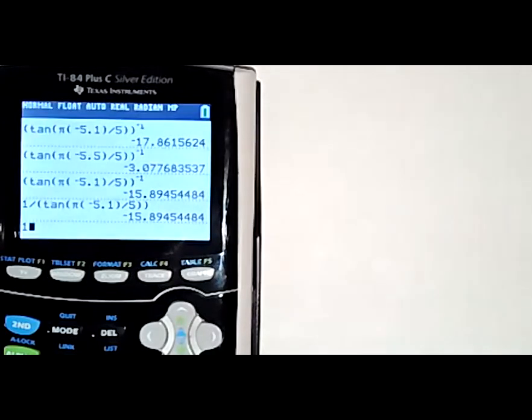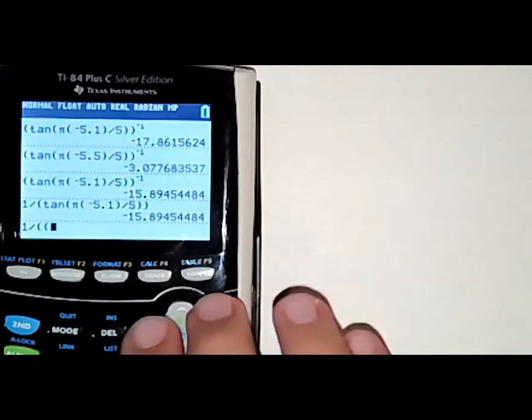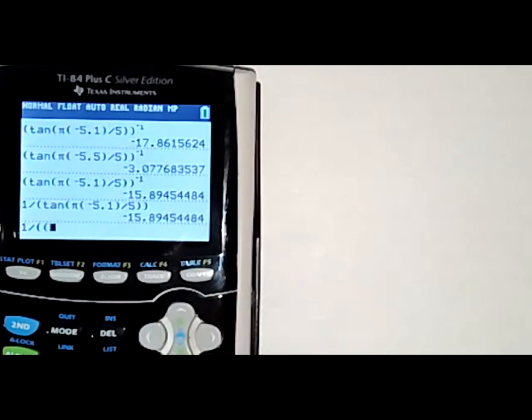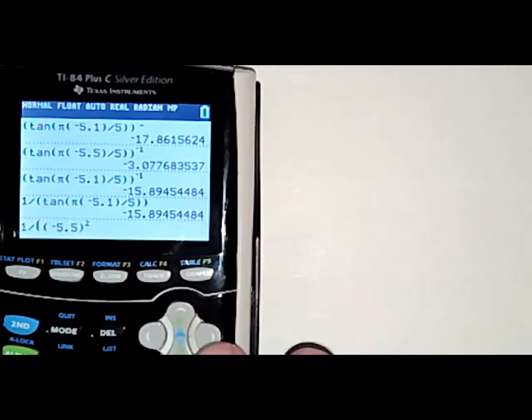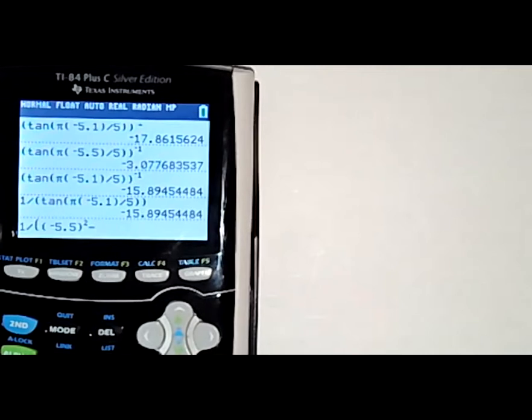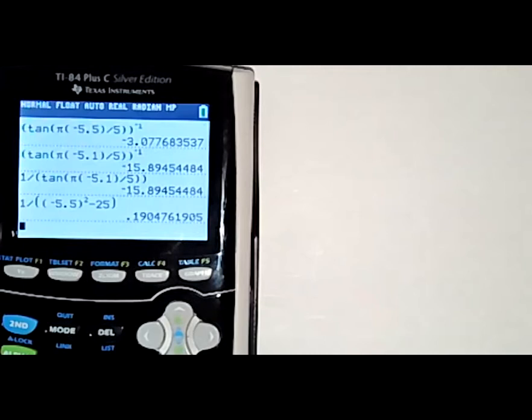So you would do it this way, right? 1 divided by parentheses because it's on the bottom. Something squared, so that's going to be negative, but use a negative symbol, not minus. 5.5 squared minus 25. That's all on the bottom. Is that what you got? Well, as I said, I got 5.5. Let me see.